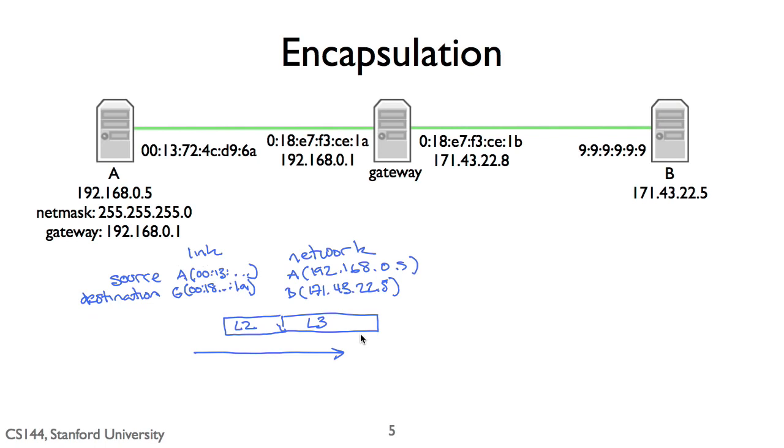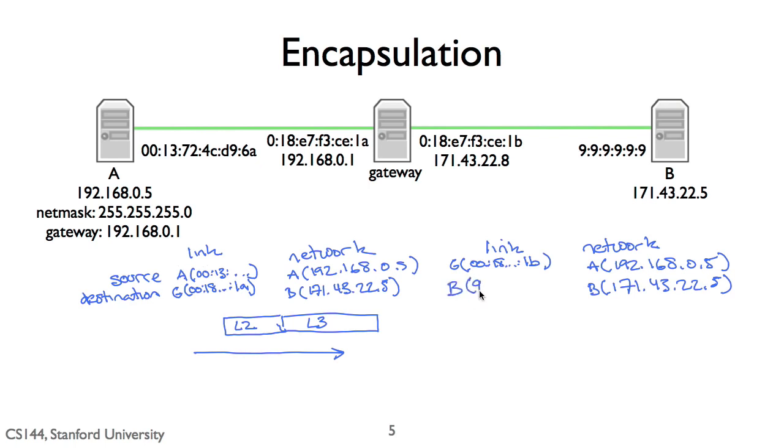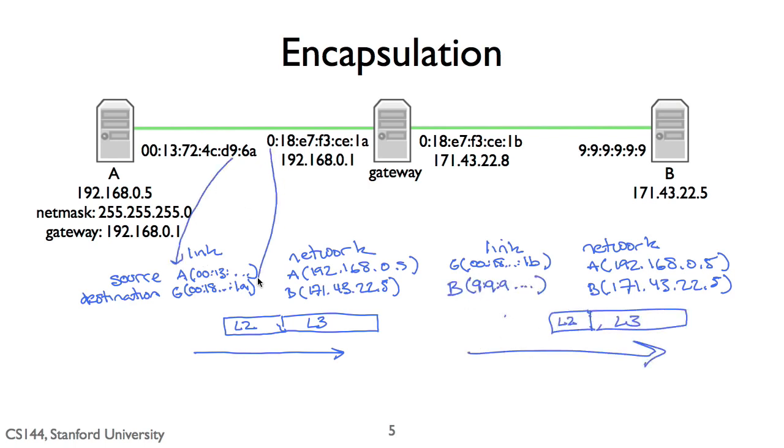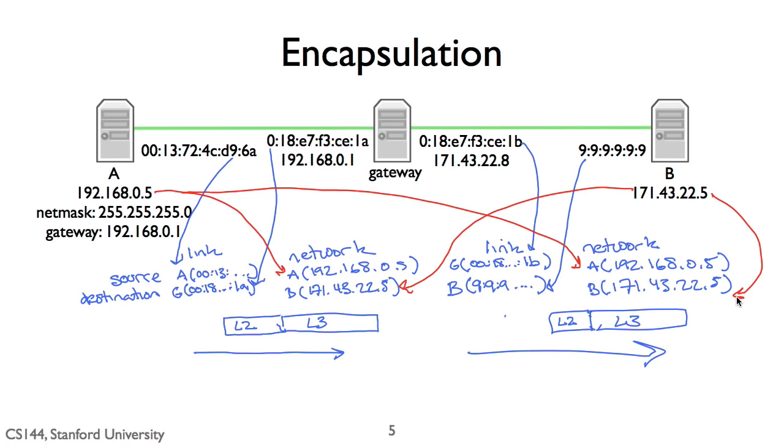When the packet reaches the gateway, it looks up the next hop, decides it's node B, and puts the IP packet inside a link layer frame to B. So the second IP packet from A to B is inside a link layer frame from the right gateway interface to B.